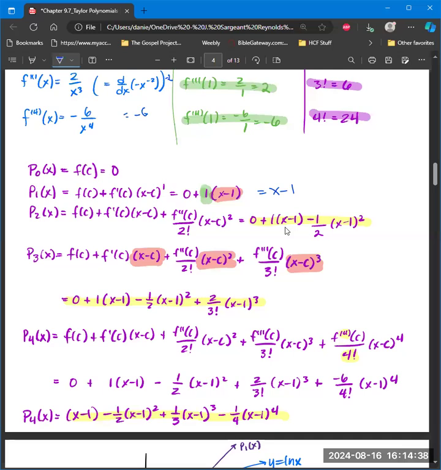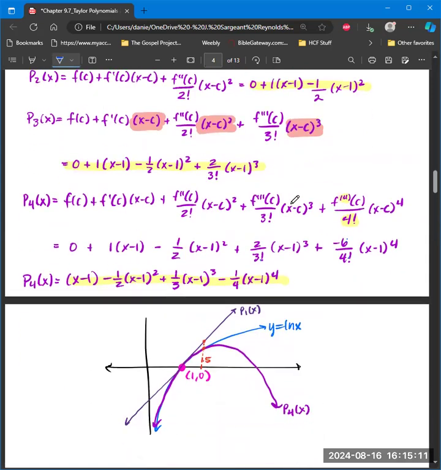If this is 0 plus 1, x minus 1 to the first, minus 1/2 of x minus 1 to the second, plus 2 over 3 factorial of x minus 1 to the third, plus, and then it's going to be -6 over 4 factorial of x minus 1 to the fourth. Now this thing here is always going to be related to this factorial that was down here, so we're only going to be left with the previous, or with the index down there.